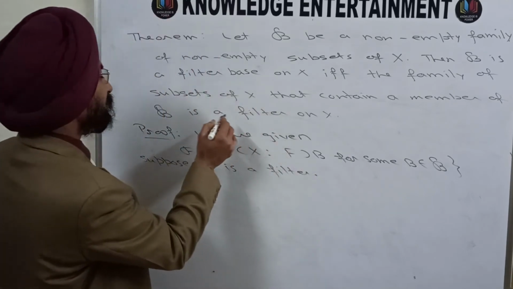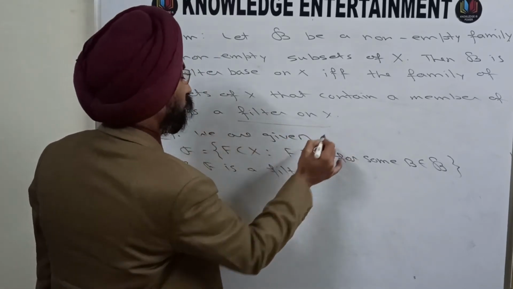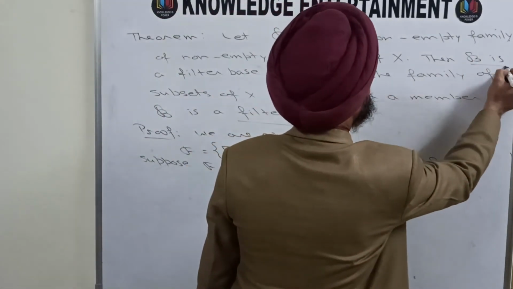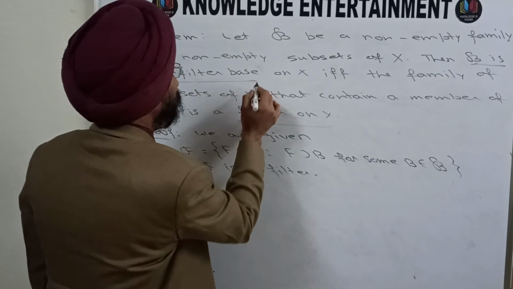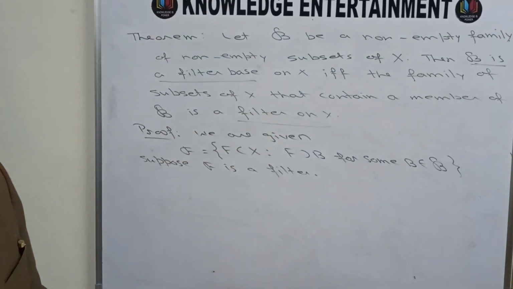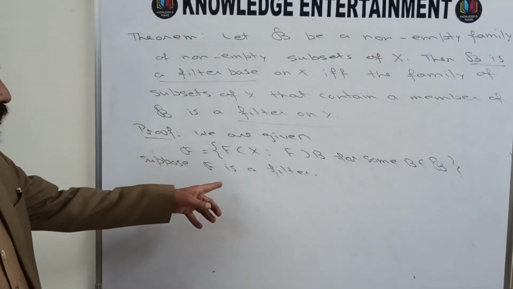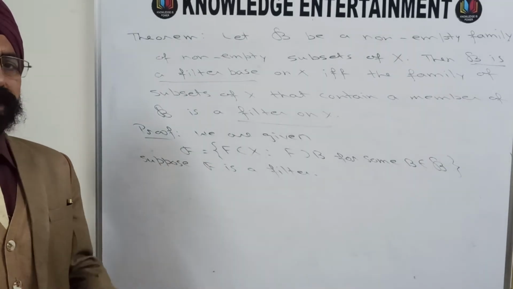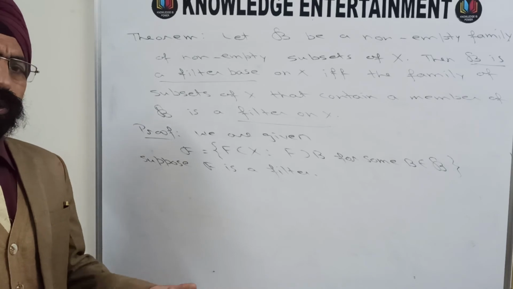So that means we have taken that this is a filter on X. And what we have to show is that B is a filter base. F we have taken to be a filter, and we will show that B is a filter base. And B is a filter base if it satisfies two conditions. And what are the two conditions?